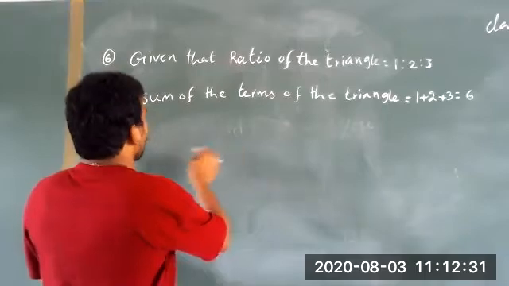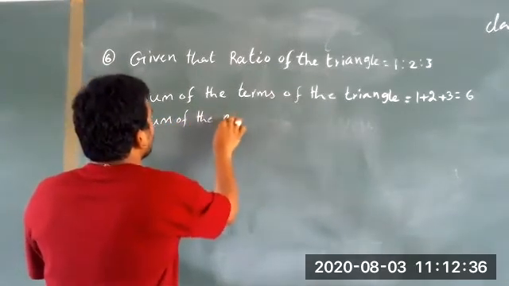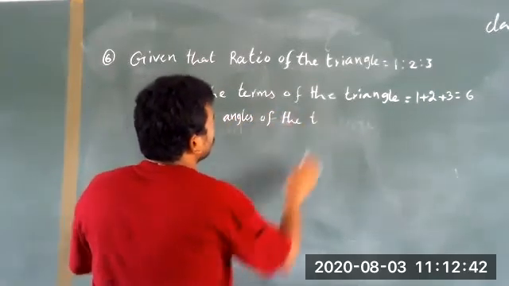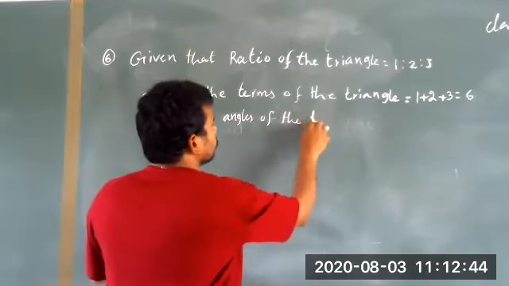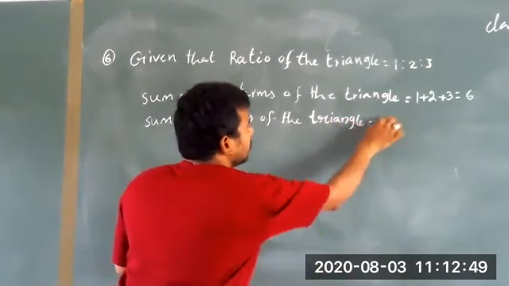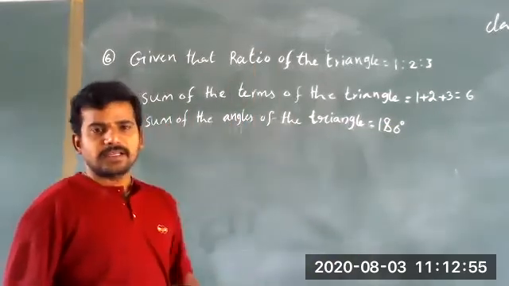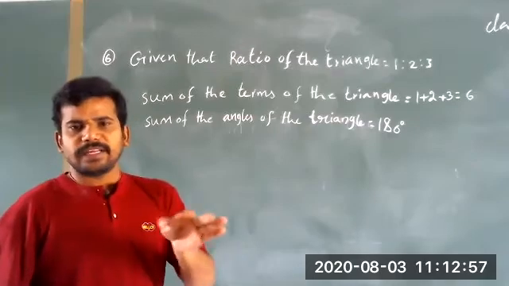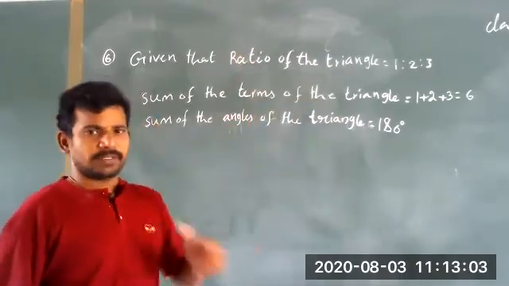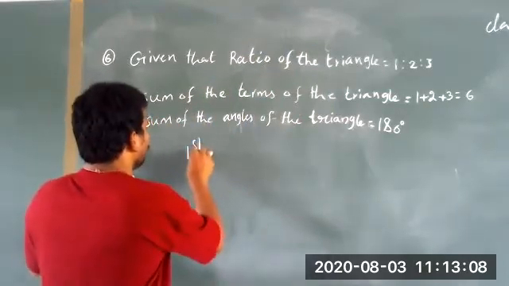Now, sum of the angles of the triangle is equal to how many degrees, children? 180 degrees. This means in a triangle the sum of the 3 angles is equal to how much, children? 180 degrees. Now you find the first angle, how much, and the second angle, how much, and the third angle, how much.